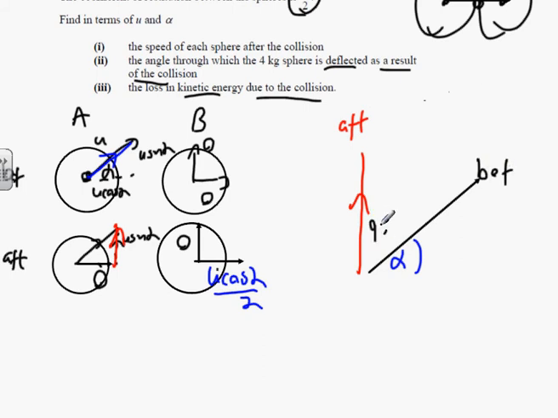That makes that 90 minus alpha. 5 marks for that. Okay?